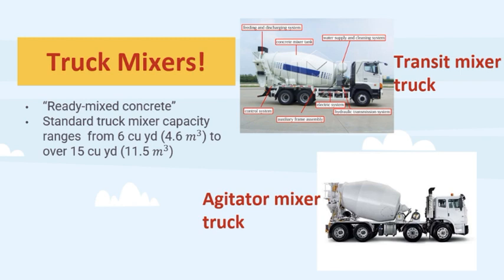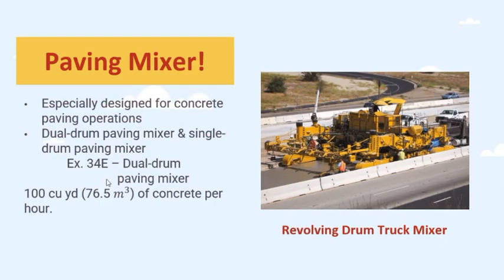Yung commonly used na truck is transit mixer truck. And yung agitator naman is used for transporting plastic concretes galing sa central mix plants. Saka mas capable siya mag-hold ng concrete kaysa mag-mix. So as you can see, standard truck mixer capacity ranges from 6 cubic yards or 4.6 cubic meters to over 15 cubic yards or 11.5 cubic meters. So next naman natin is yung sa paving mixers na.